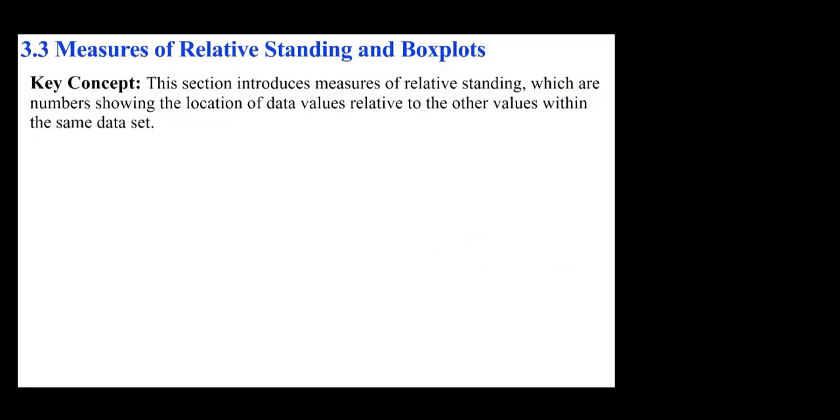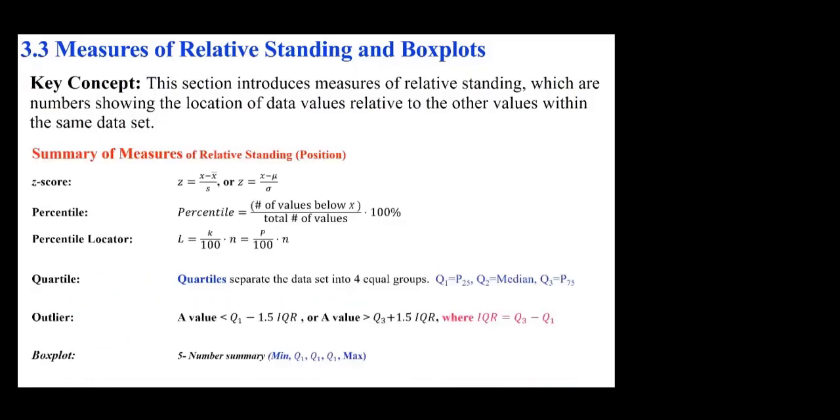Measures of relative standing and box plots. The key concept in this section gives us measures of relative standing, which are numbers showing the location of data relative to others within the same data. So here's the synopsis of what's coming up, the z-score. When you ask your instructor, are you going to curve the grade, you're referring to z-score, defined as x minus x bar over s, or x minus mu over sigma.